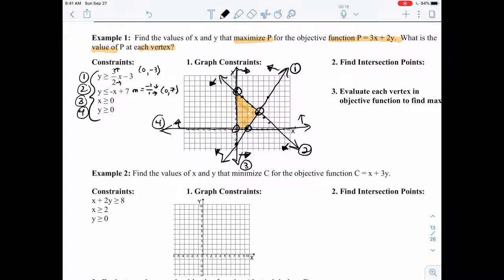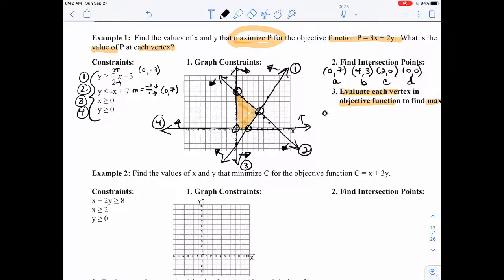Our intersection points on this is 0, 7, 4, 3, 2, 0, and 0, 0. I'm going to label these A, B, C, and D. We will now evaluate each vertex in our objective function to find the maximum. Again, we're looking for the maximum P. Maybe this stands for profit.